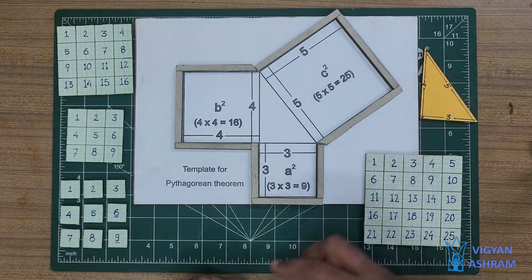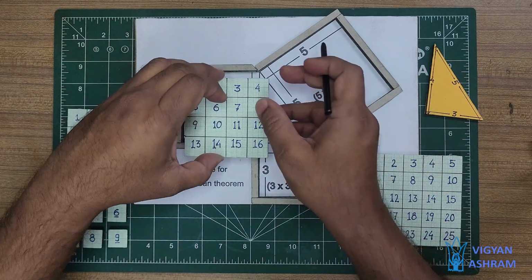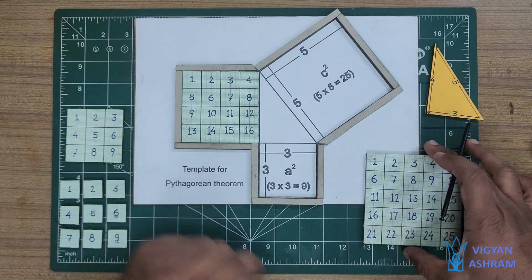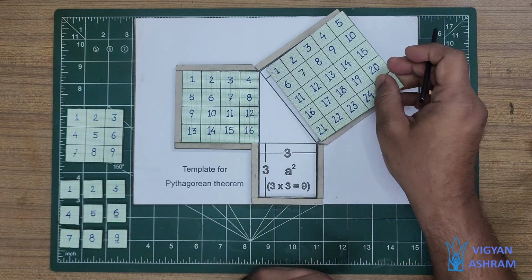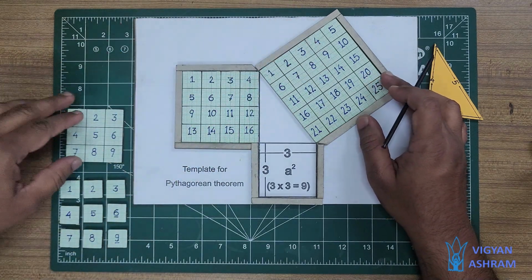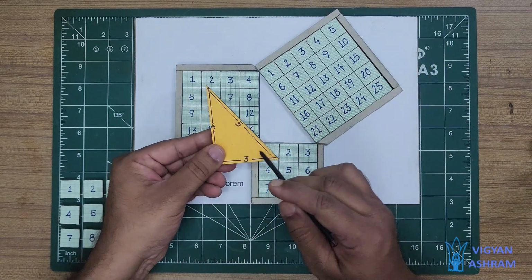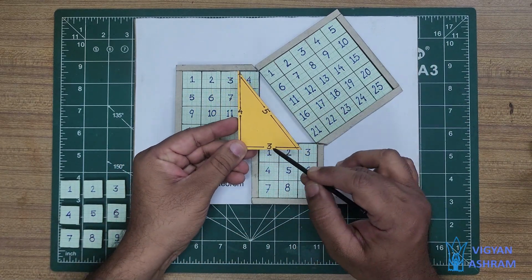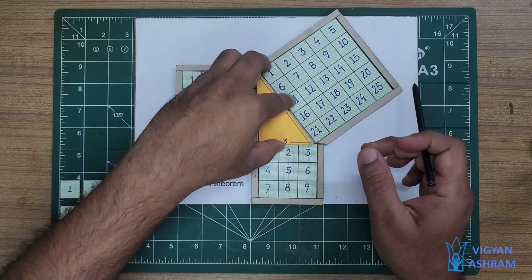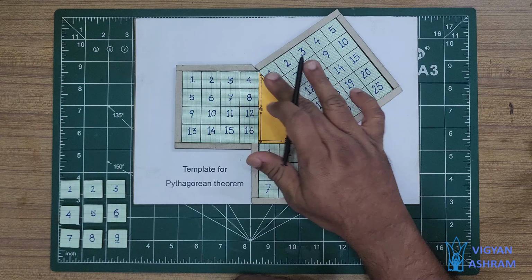Basically, this model works in this fashion. I am going to put the square of 4 units into this place, the square of 5 into this place, and the square of 3 into this place. This is a right angle triangle, with 3 units of base, 4 units of height, and 5 units of hypotenuse. I am going to place it right here. So this is basically the model.